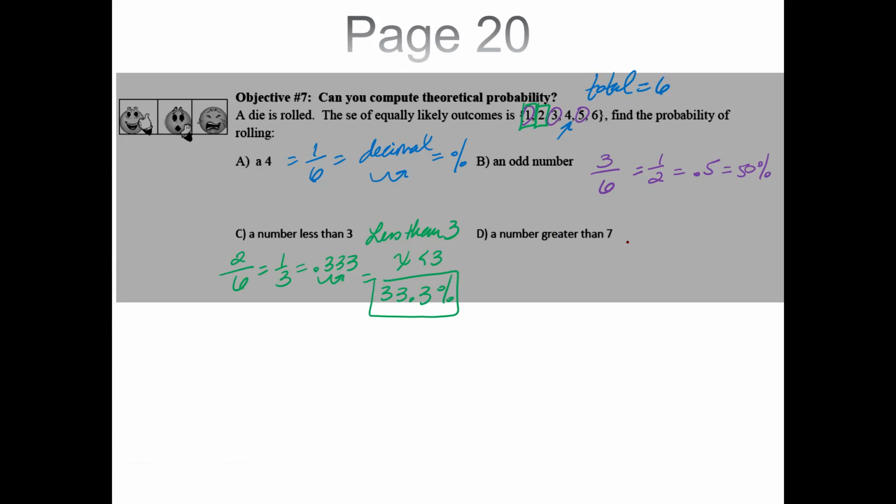D is a number greater than 7. Well, your die only has numbers up to 6, so that's going to be 0 out of 6, which is just 0%.